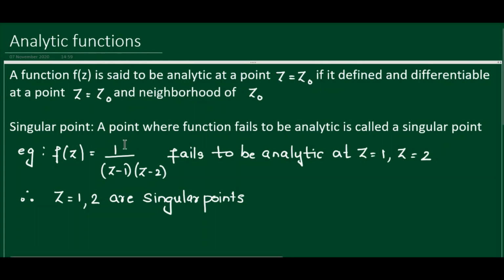Singular point. A point where the function fails to be analytic is called a singular point. Now, take this example. Here the function is not defined for the values z equal to 1, z equal to 0 and z equal to 2, because the denominator is going to be 0. Therefore, this function fails to be analytic at these points.